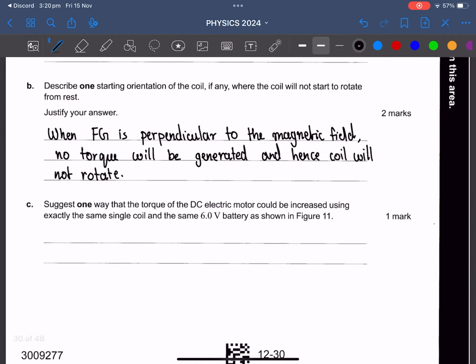Suggest one way that the torque of the DC electric motor could be increased using exactly the same single coil and the same 6-volt battery as shown in figure 11. Well, torque is basically force times the perpendicular distance. So we can't increase the perpendicular distance, but we can increase the force, right? So force is equal to NBIL. I'm just gonna ignore N because same single coil, so N is going to be constant.